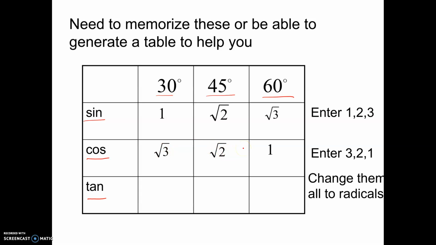All right. Then you're going to put them all over 2. Okay? So 4 steps. 1, 2, 3. 3, 2, 1. Change them all to radicals. Put them all over 2. All right. So how you read this table is if I want the sine of 30 degrees, it's this box. If I want the sine of 45 degrees, it's this box. Sine of 60, this box. Cosine 30, this box. Cosine 45, this box. Cosine 60, this box, and so on and so forth.